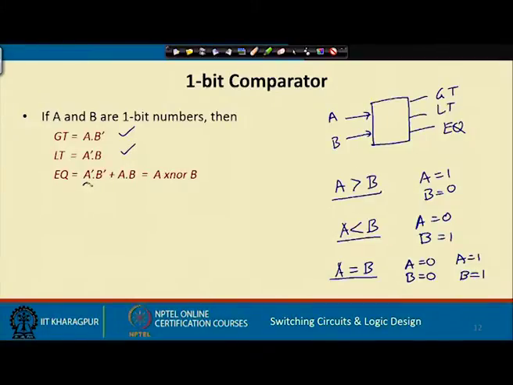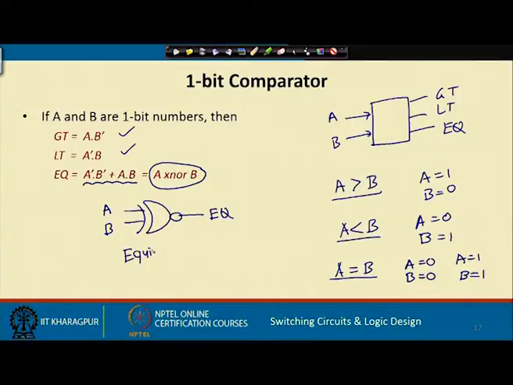This can be expressed as A bar B bar or A B, which is nothing but the exclusive NOR function. Symbolically it is written like this, exclusive NOR. If A B are the inputs, the output will be this equal. Because of this property, XNOR is basically checking equality of two bits. This is sometimes also known as the equivalence function or the equivalence gate.